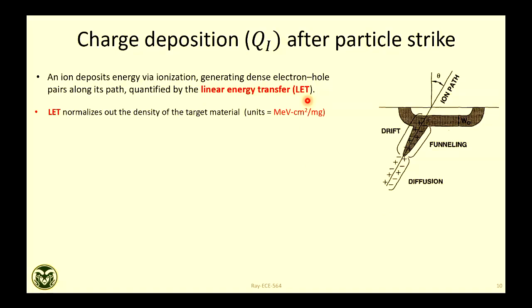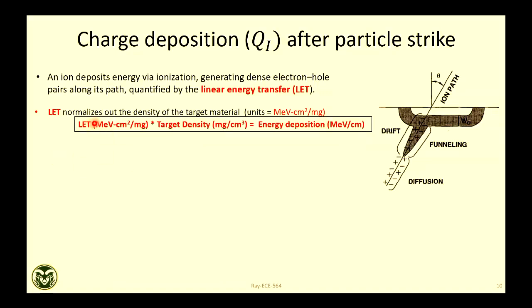From a semiconductor point of view, we need to understand that an ion with some energy, mega electron volts for example, is passing through. How can I know the charge deposited? So we have to know the LET of the ion, which has the unit mega electron volt centimeter squared per milligram. That means it normalizes by the density of the material. If you multiply the LET of the ion with the density of the material, silicon as a crystal has one density, silicon dioxide will have a different density, that will give you energy deposition in mega electron volts per centimeter.